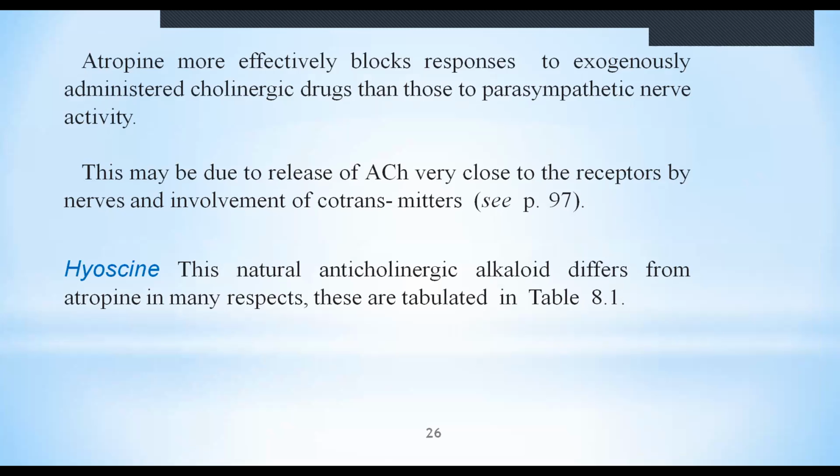Atropine more effectively blocks the response to exogenously administered cholinergic drugs than those of the parasympathetic nervous system, and this may be due to the release of acetylcholine very close to receptors by nerves, and that's the involvement of the co-transmitters. Especially the hyoscine, the natural anticholinergic alkaloids, differ from the atropine in many respects, which is tabulated in the future slides.